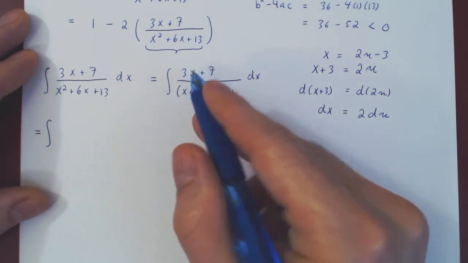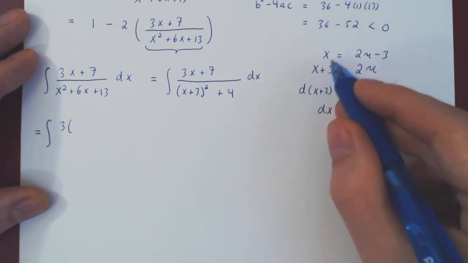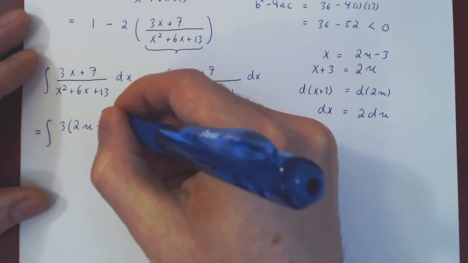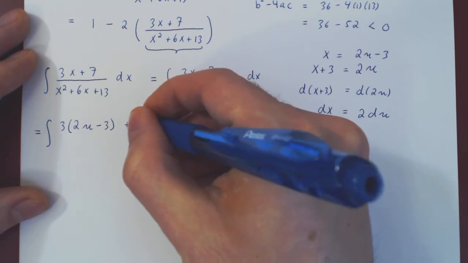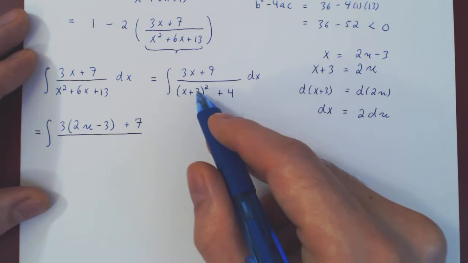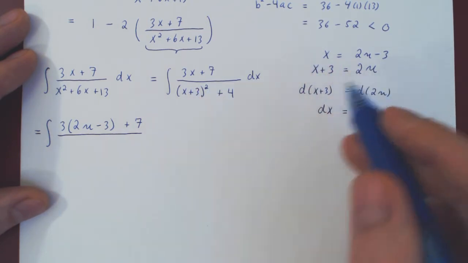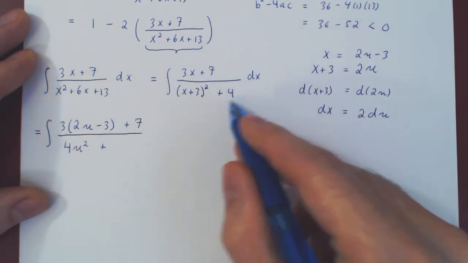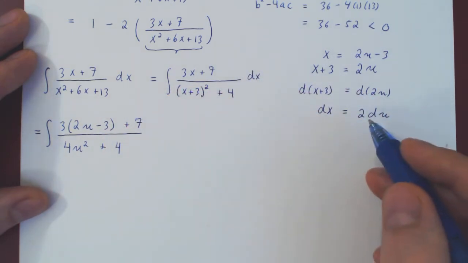And now we can perform our u substitution. So first thing, 3 times x, as we have just said, x is 2u minus 3, plus 7, over x plus 3 squared, but x plus 3 is 2u, so if you square this you get 4u squared, plus of course 4, and don't forget dx is not du, but dx is 2 times du.